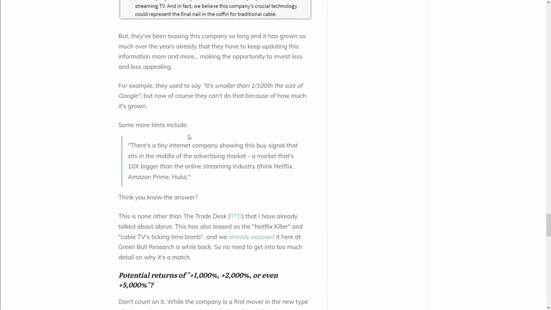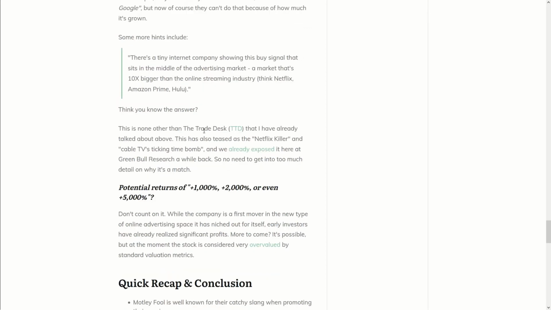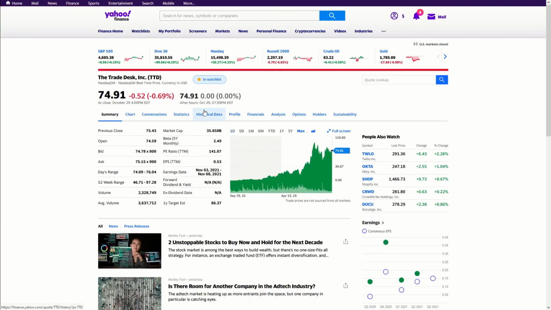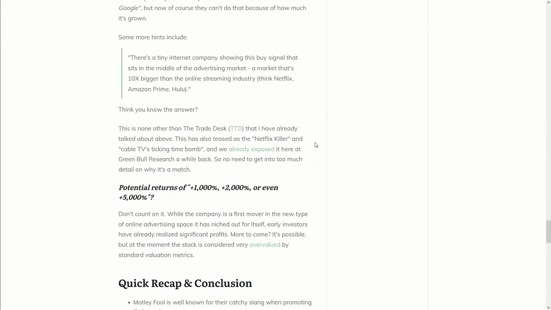Some more hints include they're in the middle of the advertising market. That's 10 times bigger than the online streaming industry. And we're certain that they're talking about the Trade Desk, ticker symbol TTD. And certainly if you got in early, there was a lot of room for growth. However, now that it's gained all this explosive growth throughout the pandemic, it's not clear how much more it's going to actually grow. We've seen the Trade Desk teased before as the Netflix killer and cable TV's ticking time bomb.